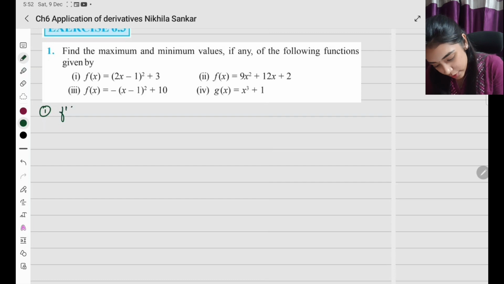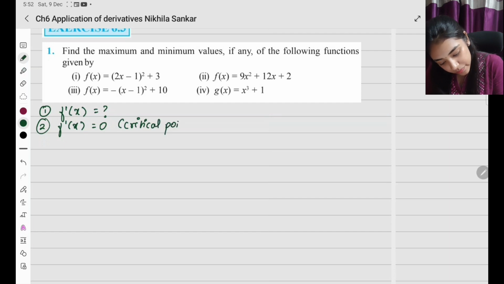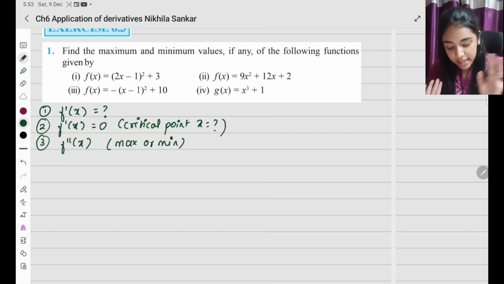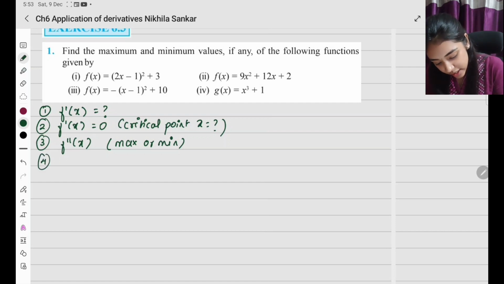First step, we are going to find f of x, what this is. Then second step, I'm going to equate f dash of x to 0 to find the critical point. Okay, I'm going to find what my x is. Then third step, I'm going to find my f double dash of x to find whether it's a maximum value or a minimum value. Okay, so f double dash of x கண்டுபிடிக்க போறேன். Then I'm going to substitute the critical point into f of x and find the maximum or minimum value.